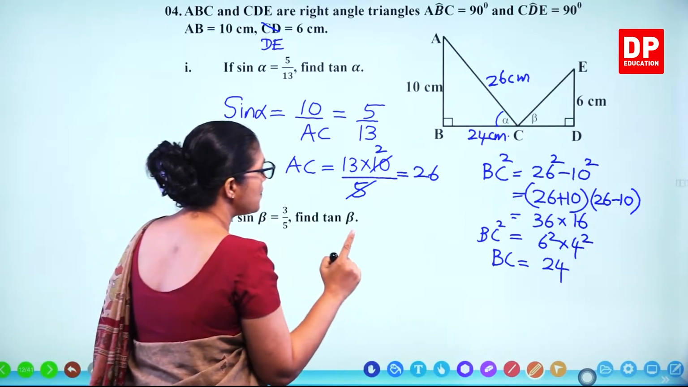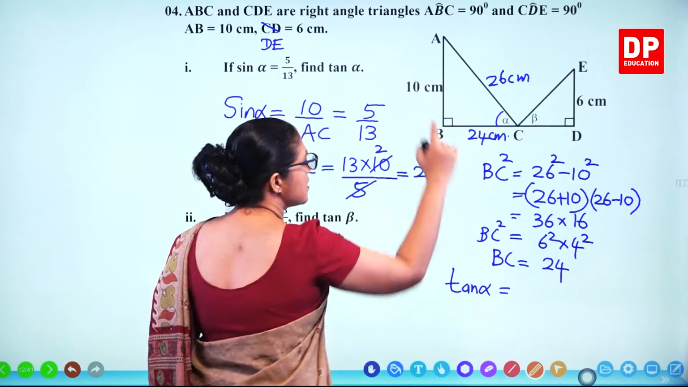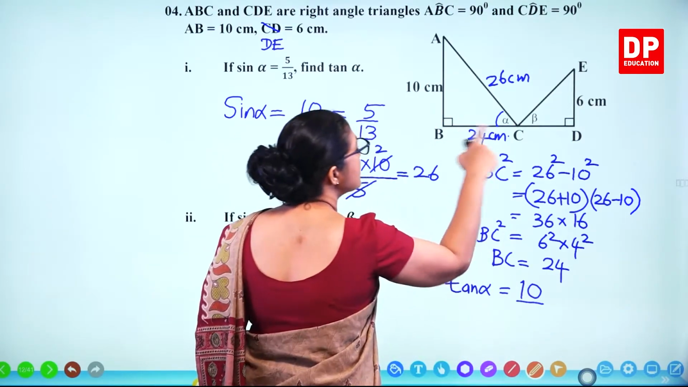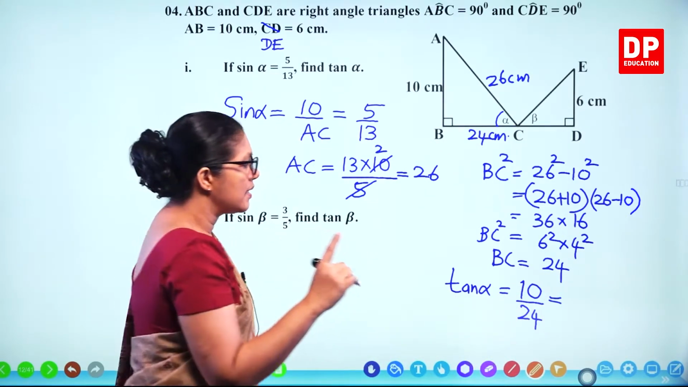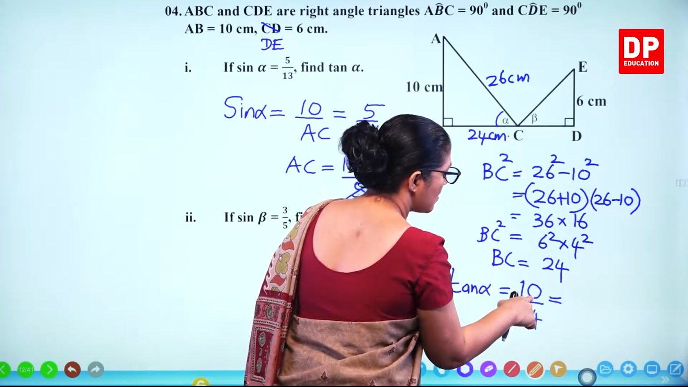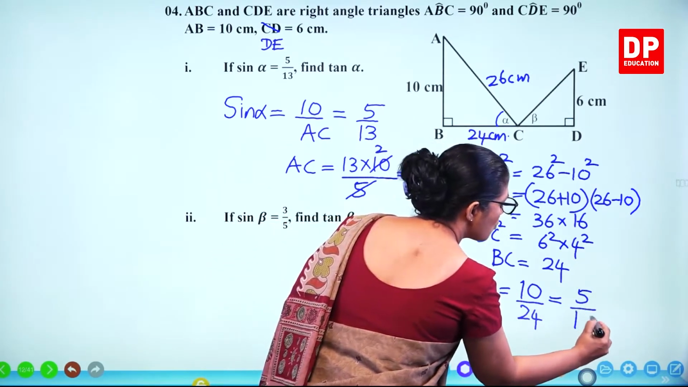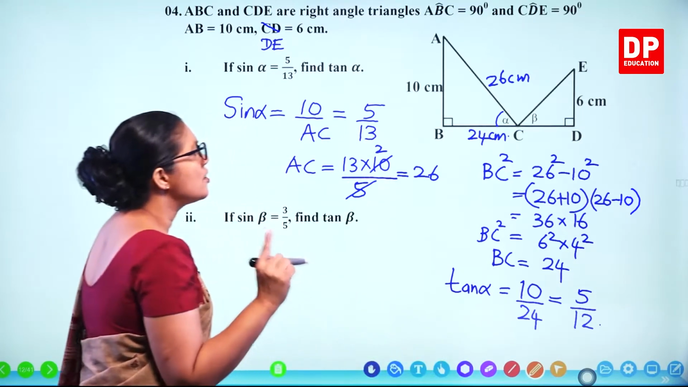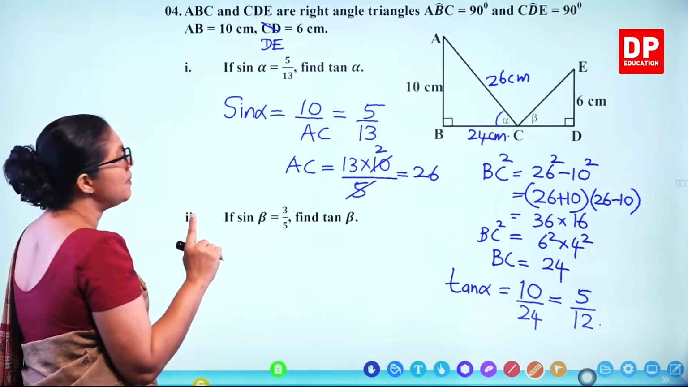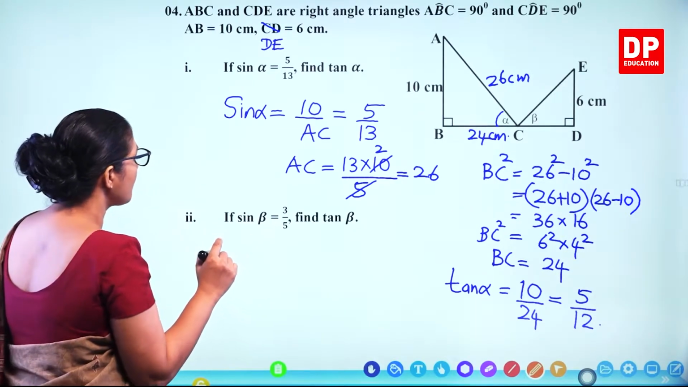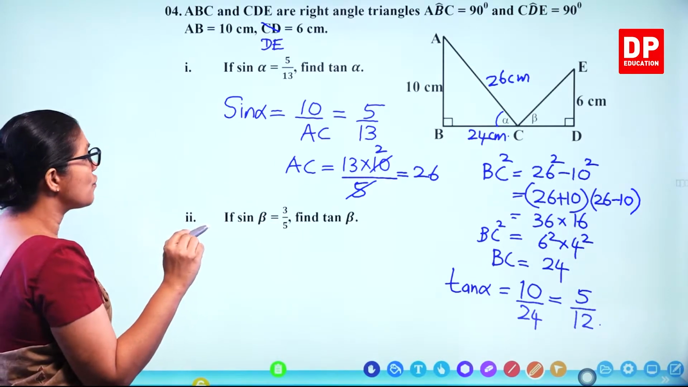Now it's easy to find the tan alpha value. Tan alpha becomes opposite is 10, adjacent is 24. Then simplify. You get 5 divided by 2 and 12 divided by 2, so 5 over 12. Now similarly you have to find the tan beta value. Sine beta value is given and you are asked to find the tan beta.